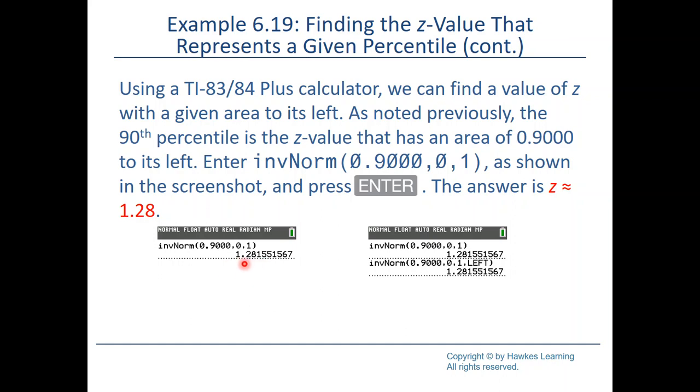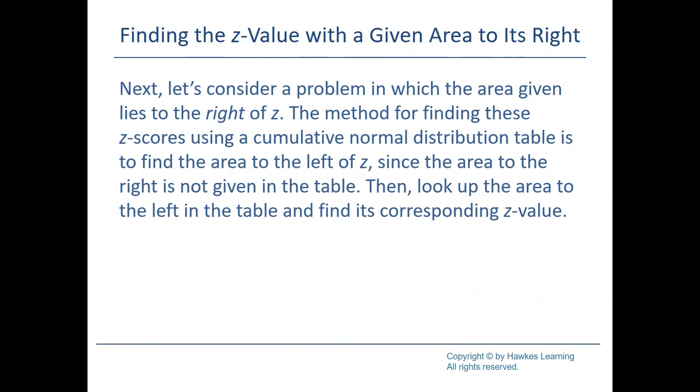Okay, but it doesn't matter whether I have that left option in there or not. We're going to always assume that it's to the left unless stated otherwise. And it ends up being that 1.28, which is pretty much what we got from the table. Okay, so let's go a little bit different.